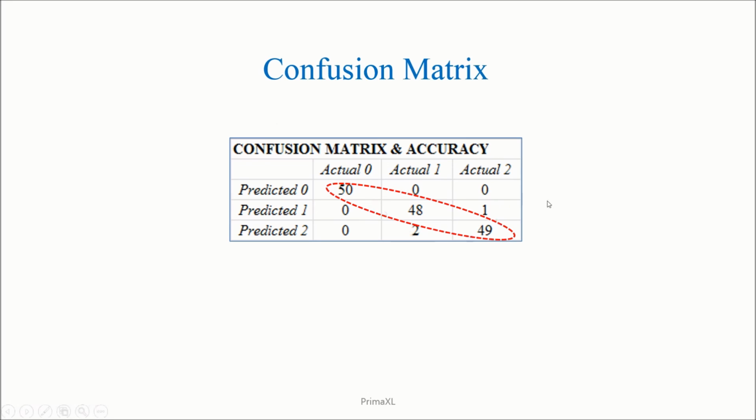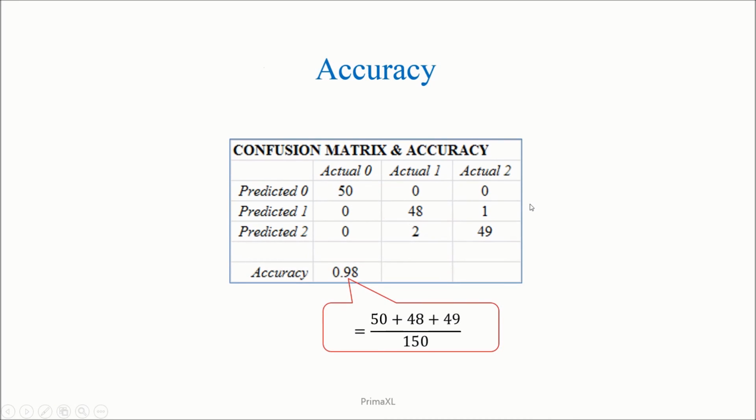We can notice that the elements along the diagonal count the correct classifications, while the off-diagonal elements count the misclassifications. Thus, we can think of the accuracy measure, which is calculated as the sum of the diagonal elements divided by the sum of all the matrix elements. In this case, its value is 0.98, which is quite high.